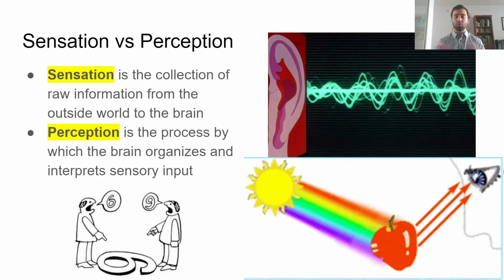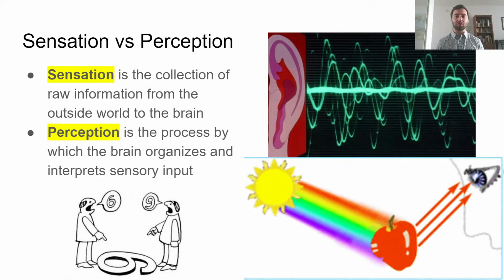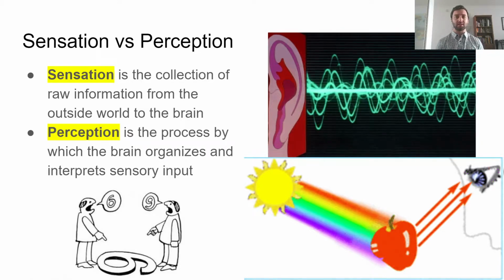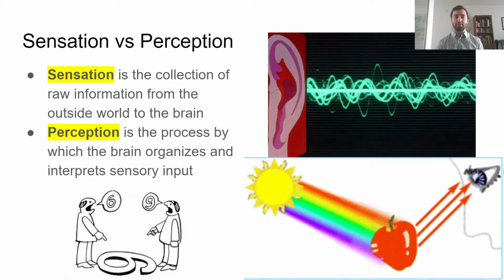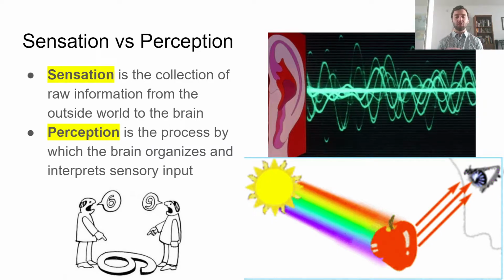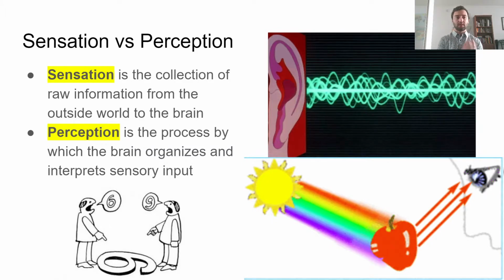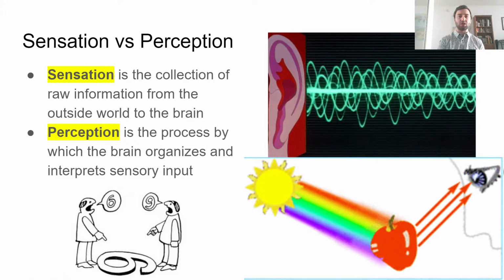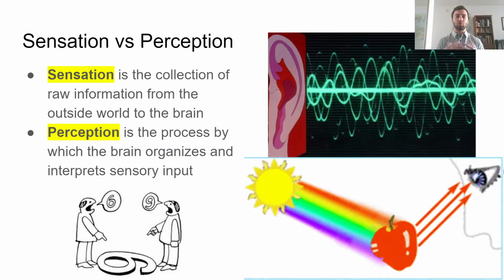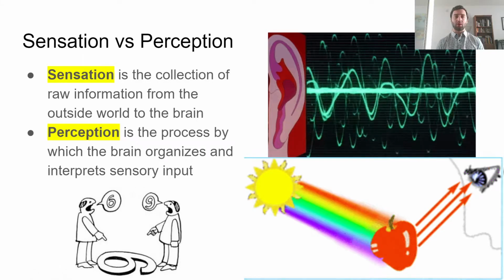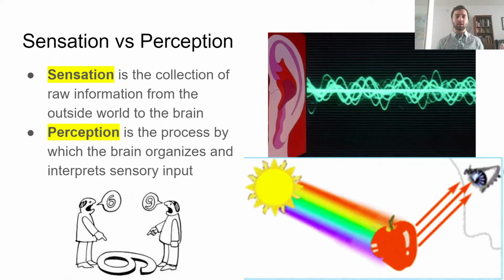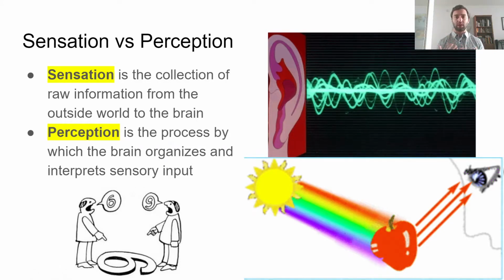Again, normally if you ask just a regular person, you probably assume they're basically the same thing. But there's really a very big difference between them, even though they're happening and working together all the time. So psychologically, when we're referring to sensation, we're referring to the raw information that we are collecting from the outside world and then taking to our brain.